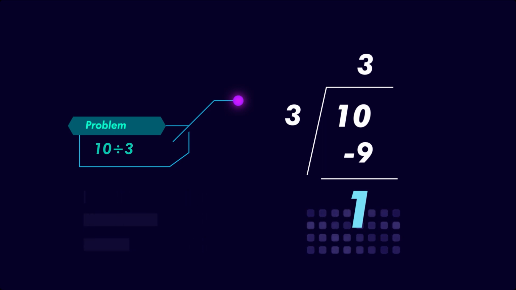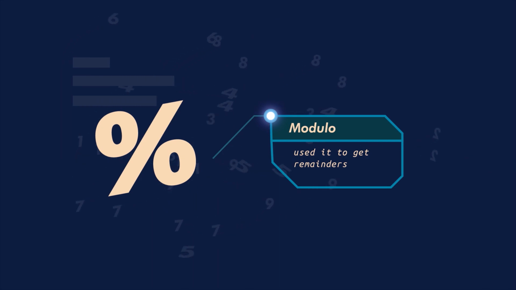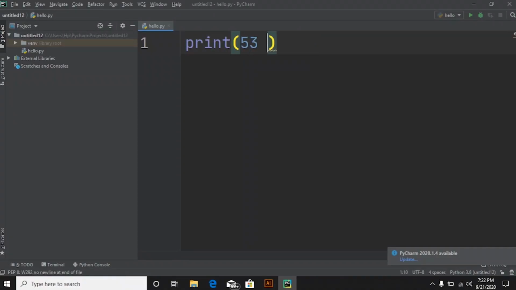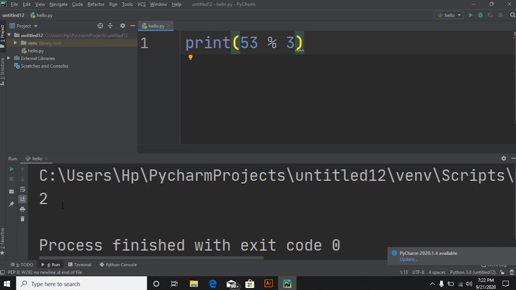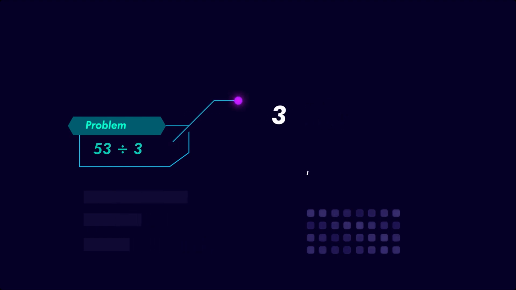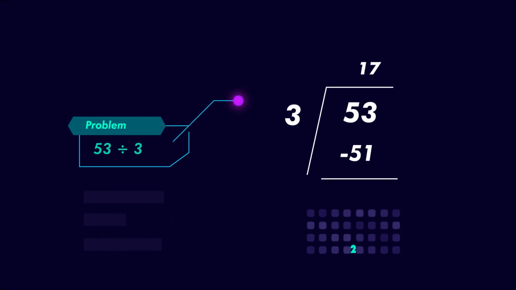In programming, finding the remainder of two numbers is very easy. We use something called the Modulo Operator to get remainders. So let me show you how it works. In real life, it's called the percentage sign, but in programming, we call it the modulo sign. And in programming, we only use it to get remainders. Type the first number, and then type the modulo sign, and then type the other number, and run. There we go. If you have any doubt, you can check it on paper. Here, 53 divided by 3, 17 there, 51 here, and we're left with 2, which is the remainder. The computer is always right.